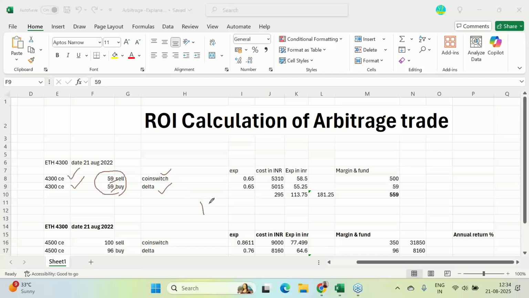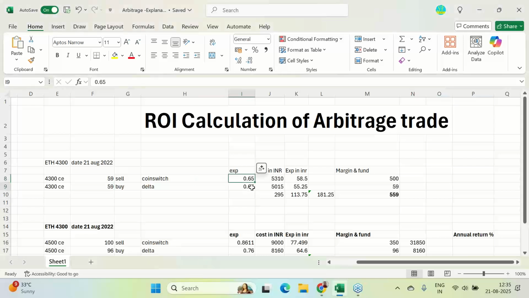Now though it has $12 or 12 USDT sitting. However, if it is not going through that $12 also, what is my gain? So here the pricing part is very important. So CoinSwitch expenses are 0.65, Delta expenses are 0.65. However, CoinSwitch is on Tether.